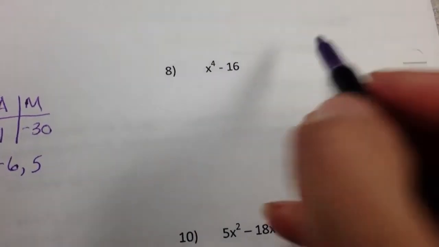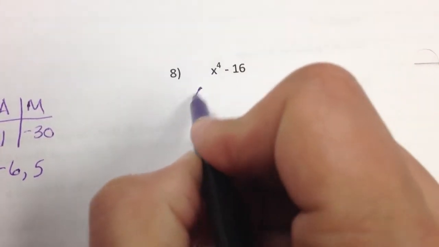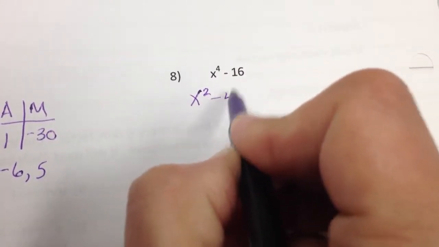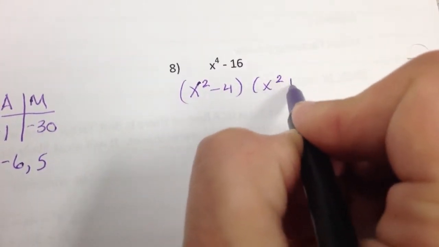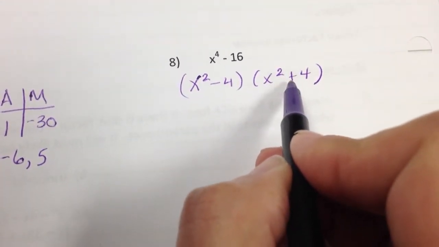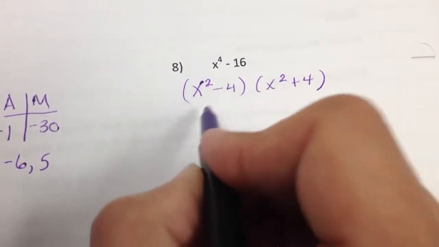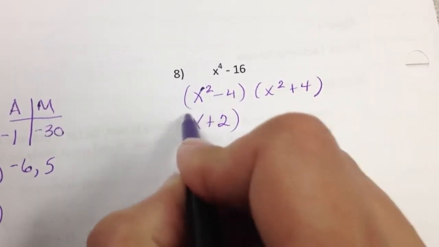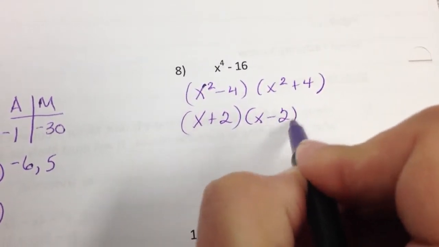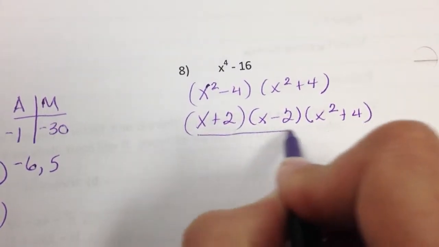Okay, on number 8, that is a perfect square and that's a perfect square separated by a minus sign. So I take the square root of each. Now this one I can't factor any further because it's separated by that plus sign, but this is a minus sign, and again that's a perfect square and that's a perfect square. So it's x plus 2, x minus 2, times x squared plus 4. And there I'm done.